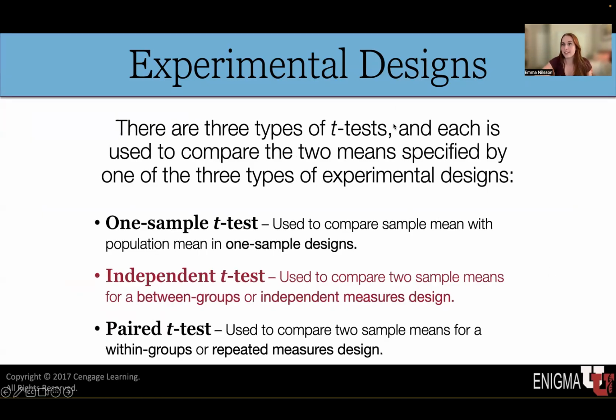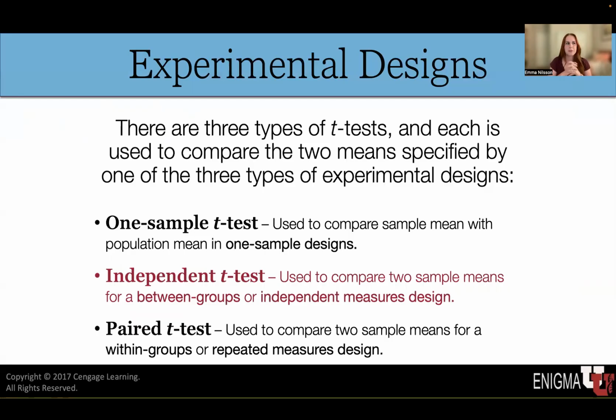So to summarize the experimental designs, we have 3 different types of experimental designs, and we have 3 different t-tests that we use. We've already talked about, and just to summarize, there are 3 types of t-tests. Each is used to compare the 2 means, but what 2 means we're comparing depends on which design we used. The one sample t-test, number 1, is the one we've talked about in the past. This is when we compare the sample mean with the population mean in a one sample design.